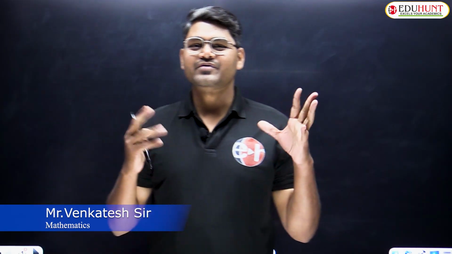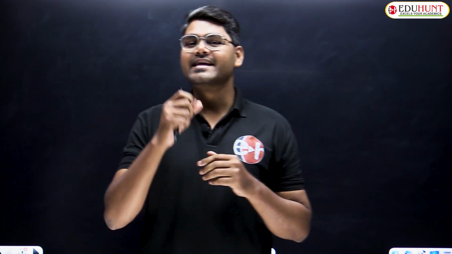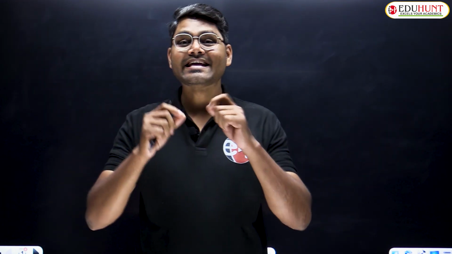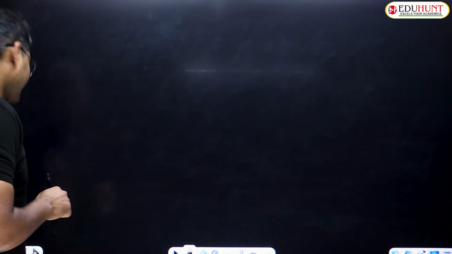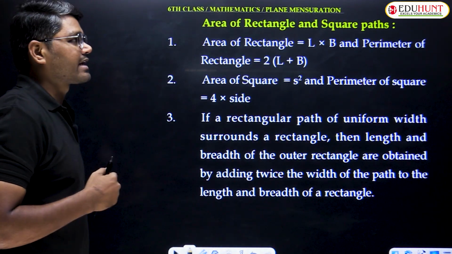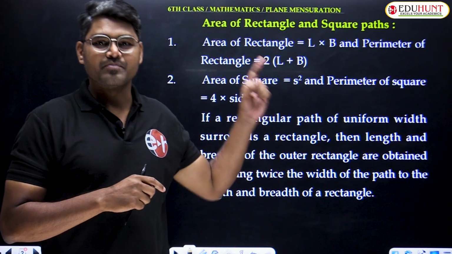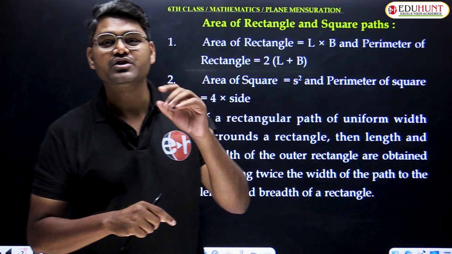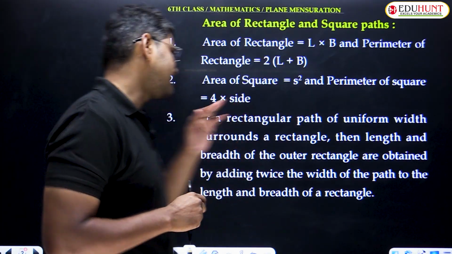In the previous session, we have discussed a few questions. In this session, we are going to see a new concept that is called area of a rectangle and area of the path. Okay, let's see. Area of a rectangle and square paths. Before going to this area of paths, first we should know the area of a rectangle and area of the square. Let's see.